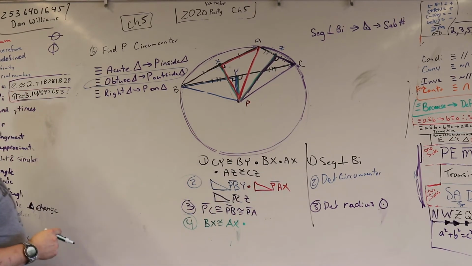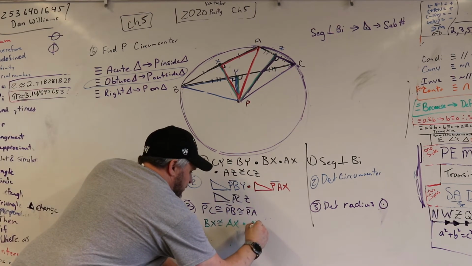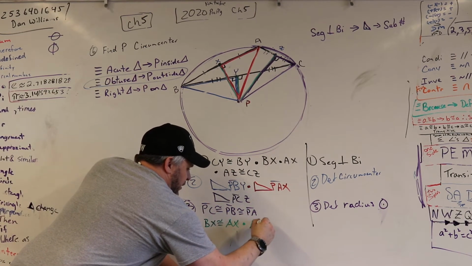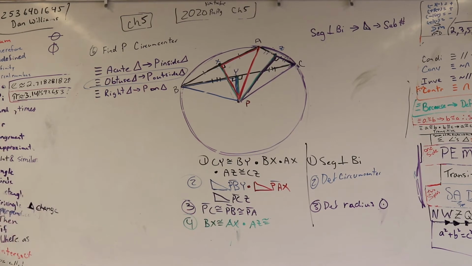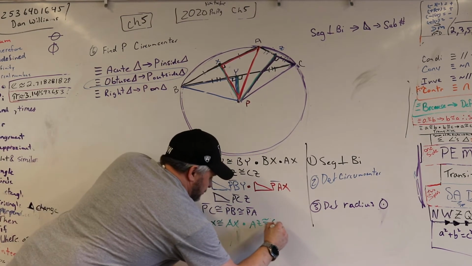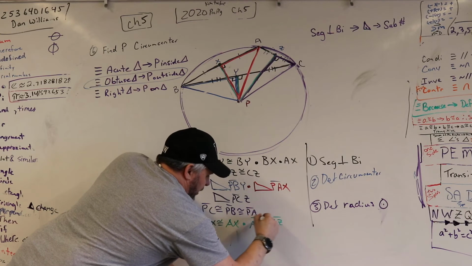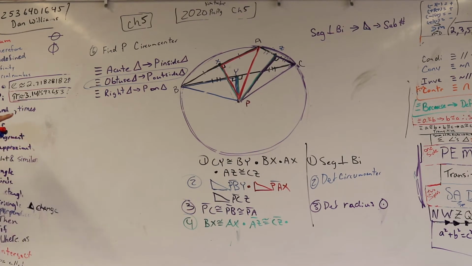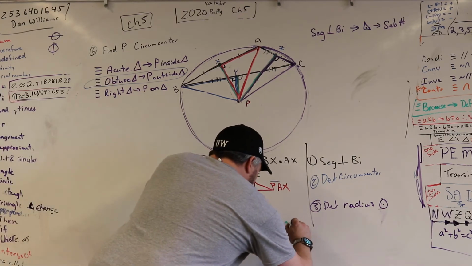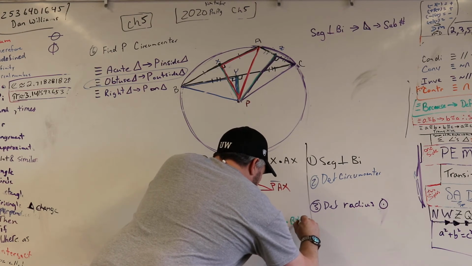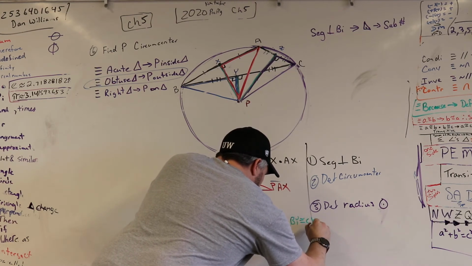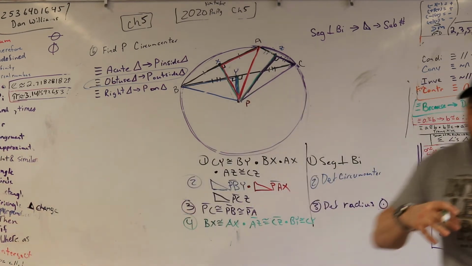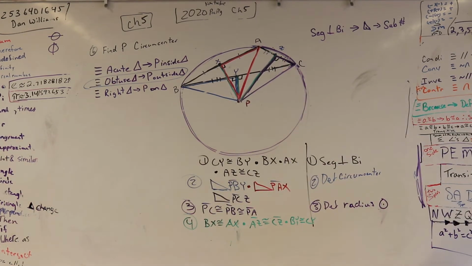And AZ is congruent to CZ, and BY is congruent to CY. Find more space. And right now we're finding everything that we know is congruent.